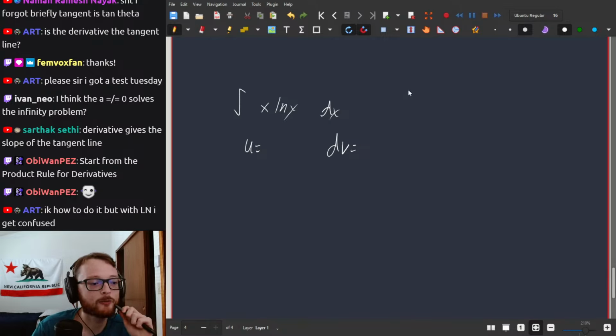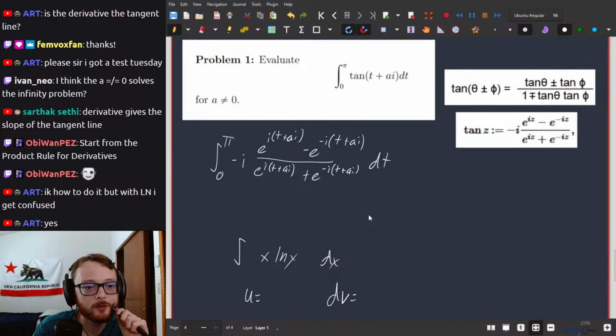You think a not equal to 0 solves the infinity problem? Maybe.